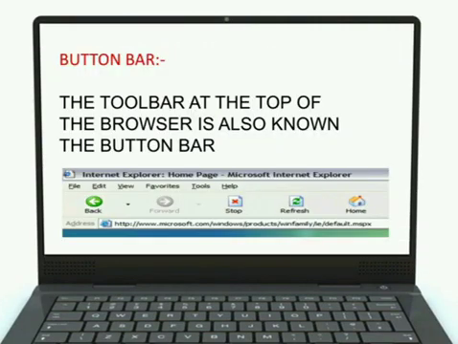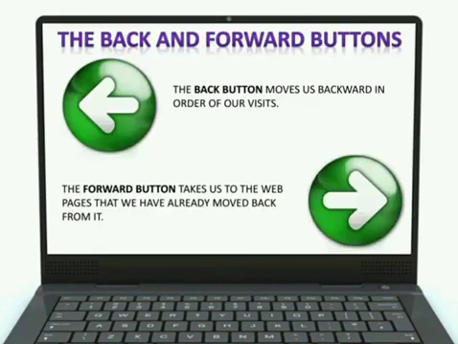Okay, now we will discuss some browser buttons. But before that, kids, we will learn what is a button bar. Kids, on your screen, you are able to see a picture of the Internet Explorer homepage. This toolbar, having file, edit, view, favorites, tools, help options, is all called the button bar. Simply, the toolbar at the top of the browser is also known as the button bar.